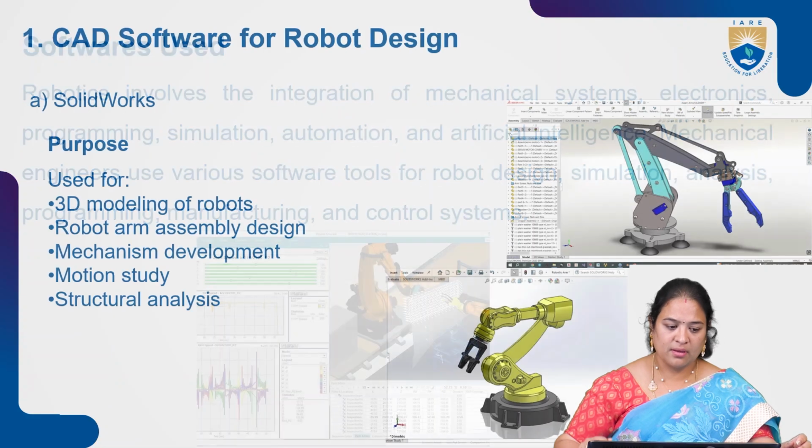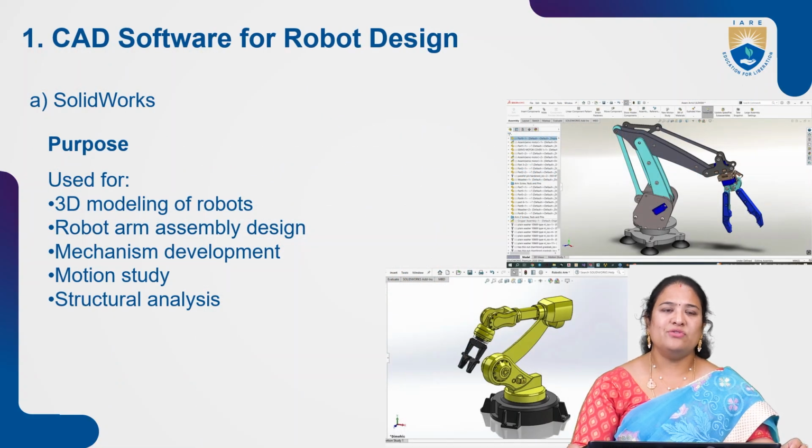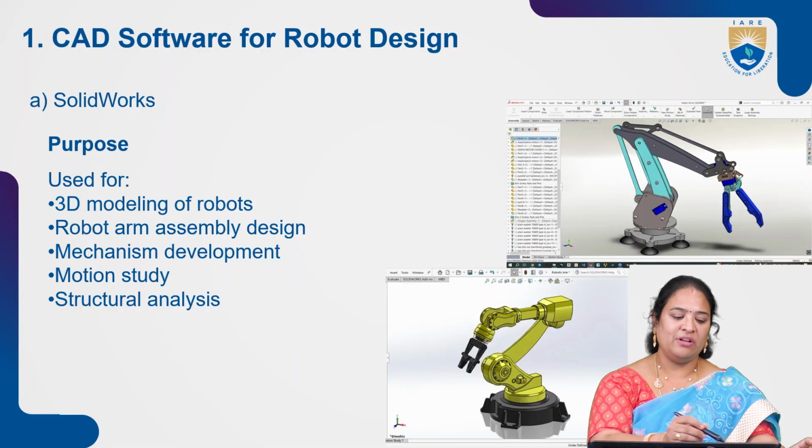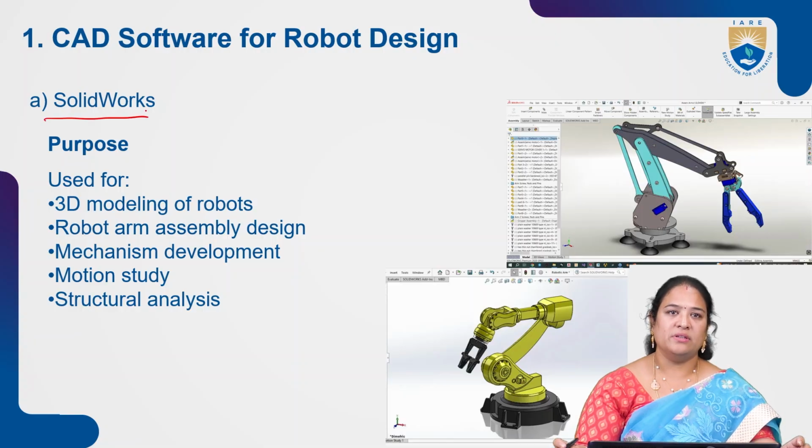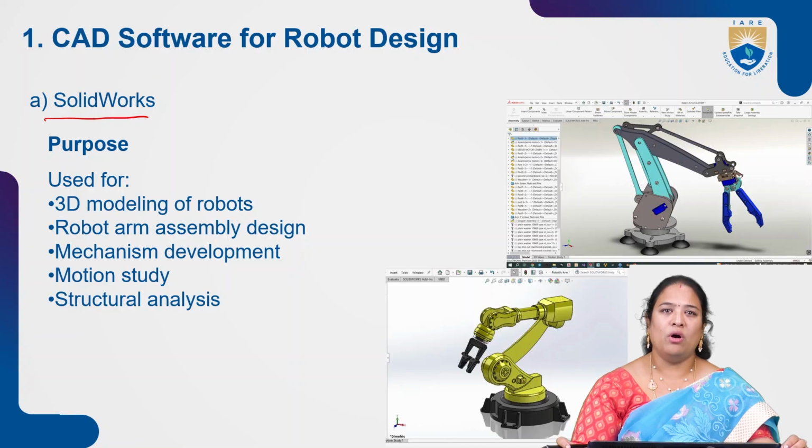Right. The first software which we generally use is the CAD software for the robotic design, where we will be using SolidWorks. The major purpose of the SolidWorks software is to develop a 3D model of the robot. Before we go for the manufacturing, we need to initially design the robot in a 3D model. That can be done with the help of the SolidWorks software.